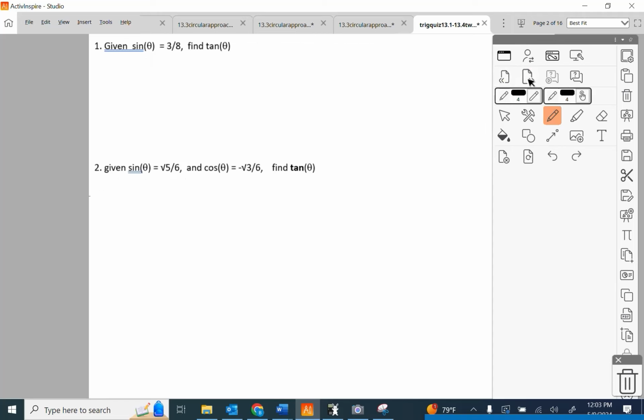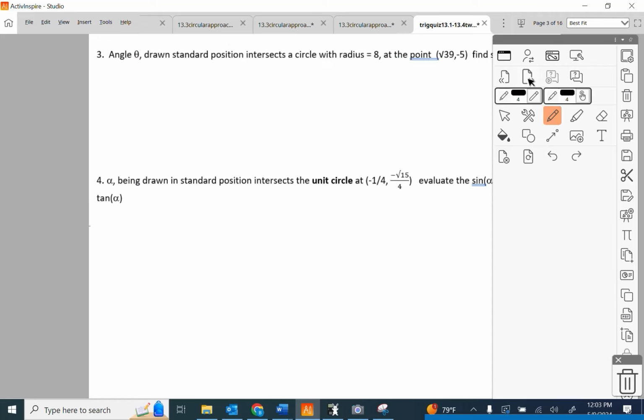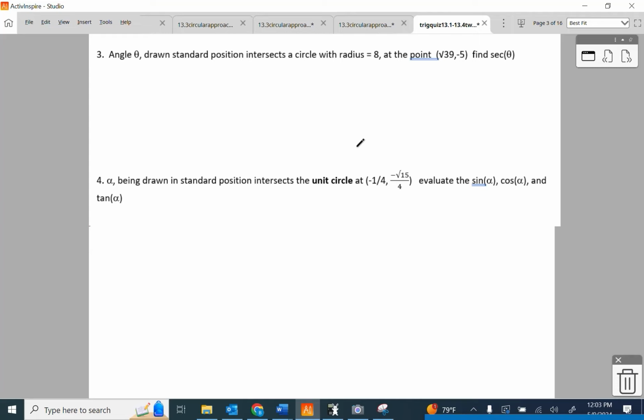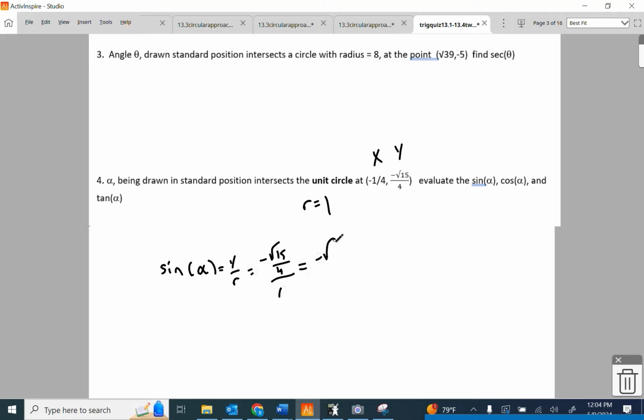This seems weird. Like, did something go wrong here? I guess so. I'm on number 4 now. Theta being drawn in standard position intersects the unit circle, which means I have a radius of 1 at negative 1/4, negative root 15 over 4. Remember, this is x, this is y. Evaluate the sine of alpha, and that is y over r. So it's going to be negative root 15 over 4 over a 1, which is just negative root 15 over 4.